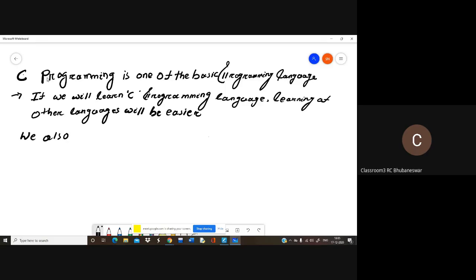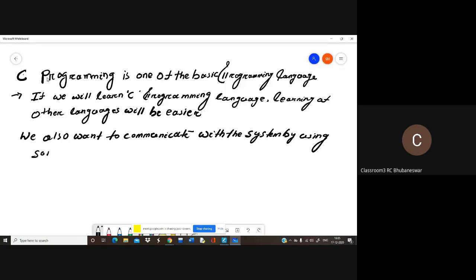We also want to communicate with the system. Whenever I'm talking about the system, the system is the computer, right? So how can I communicate? Only by using some language, by using some programming language. So here we are learning the C programming language.